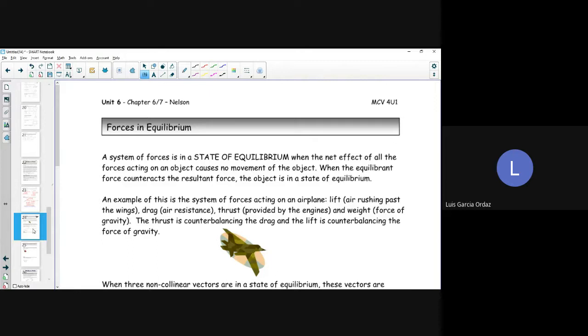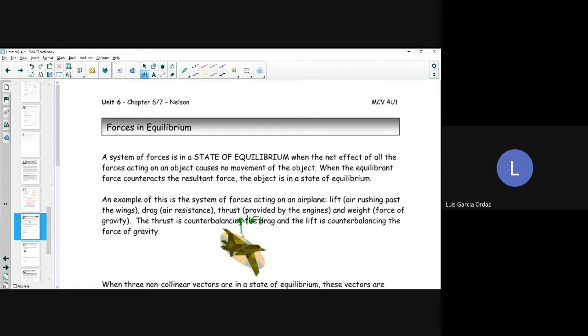Okay? So an example of this is the system of forces acting on an airplane. So again, all you physics people, we have lift, which is the air rushing past the wings. So this is our lift over here. That would be lift.